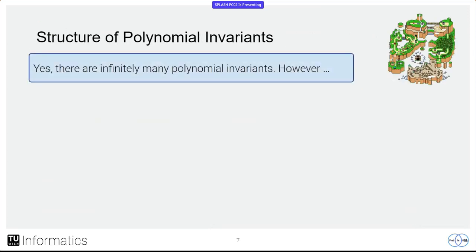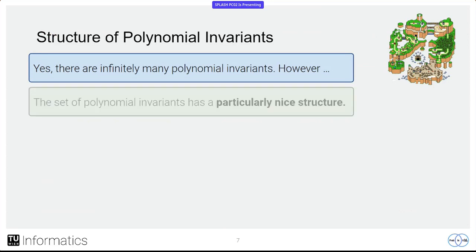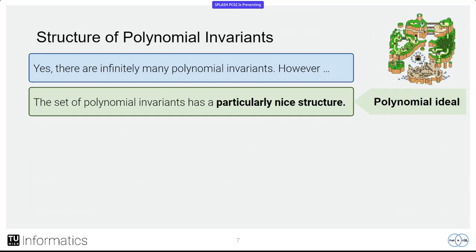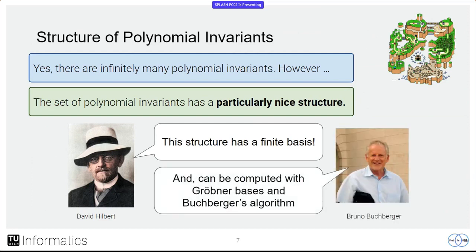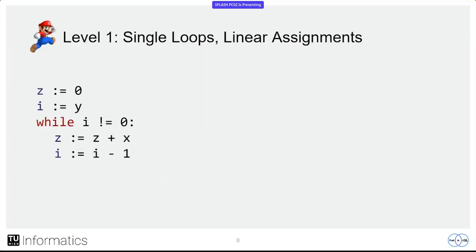So yes, there are infinitely many polynomials, but if we take the set of all polynomial invariants, they have a very nice structure. And for those of you interested, or many of you may know it, this structure is called a polynomial ideal. The name is not that important. It's important that we have this nice structure. And David Hilbert told us already over 100 years ago that this structure has a finite basis. So even though it contains infinitely many elements, it has a finite basis. And Bruno Buchberger, a computer scientist, gave us an algorithm to compute this finite basis for a polynomial ideal. So can we use this machinery to now compute finally all invariants for this program?